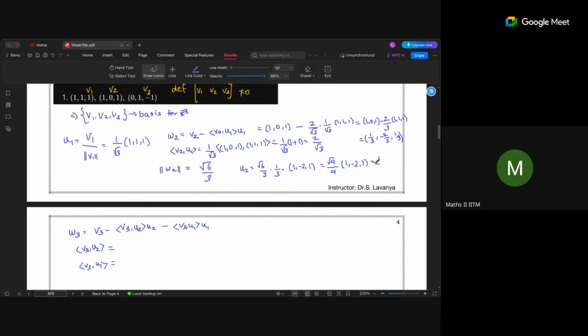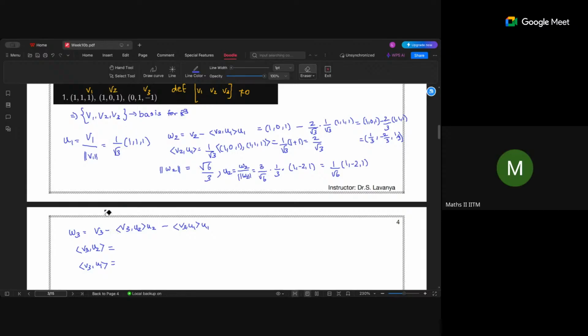Root 6 by 3. Oh, I have to divide. So it's the other way around. I can write one more step for clarity. u2 equal to w2 by norm w2. So this is w2, and this is 1 by norm w2, so this is 1 by root 6 of this. So this is your u2.